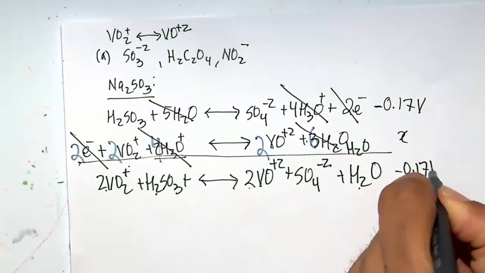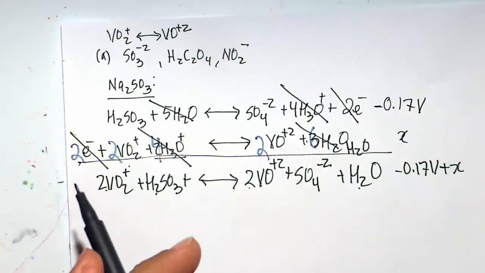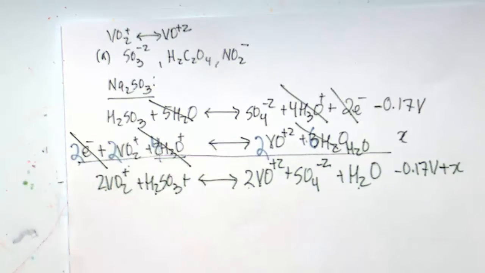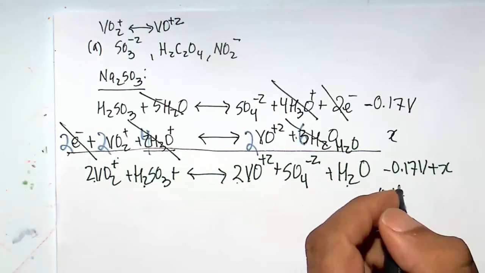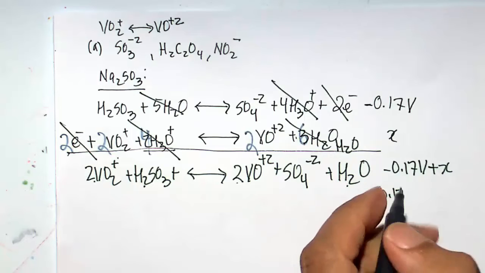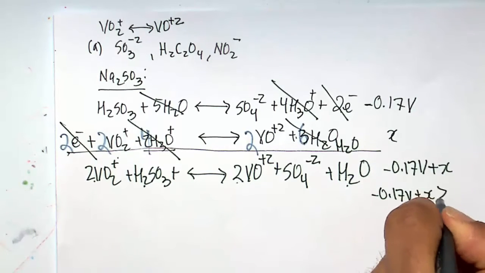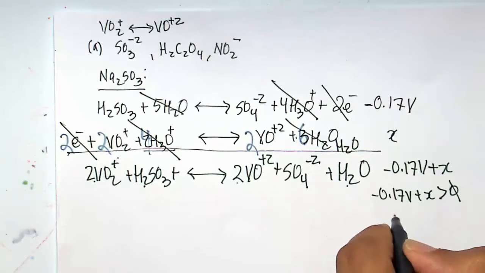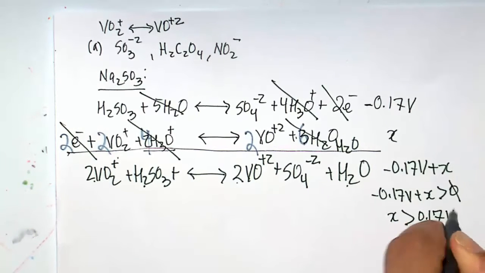So 0.17 volts plus X. Now this reaction facilitated the reduction. We got the yellow to blue transition. So I'm going to go ahead and say, because this reaction got the blue change, minus 0.17 volts plus X is going to be greater than 0. And that means X here is going to be greater than 0.17 volts.